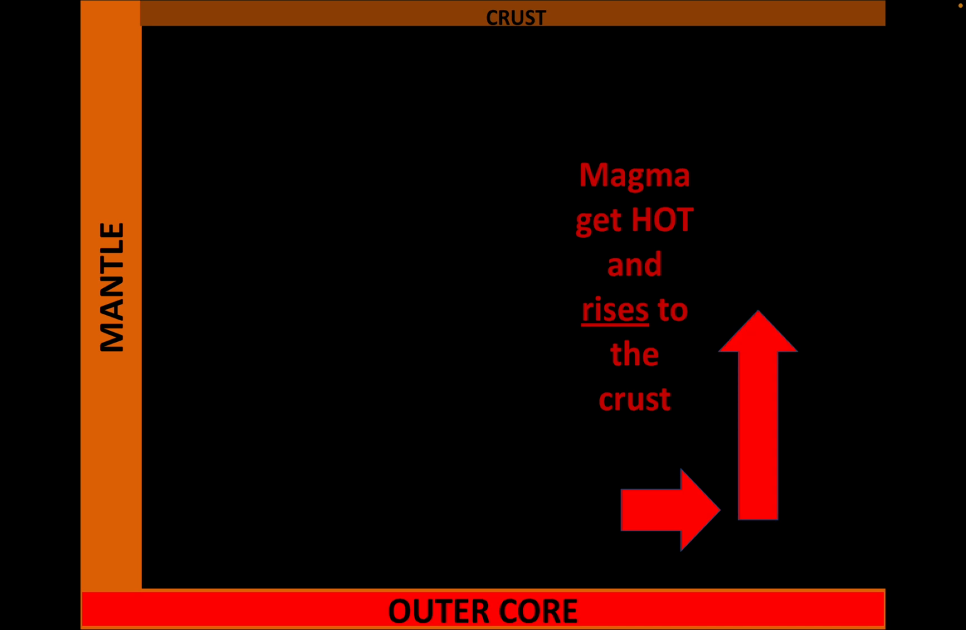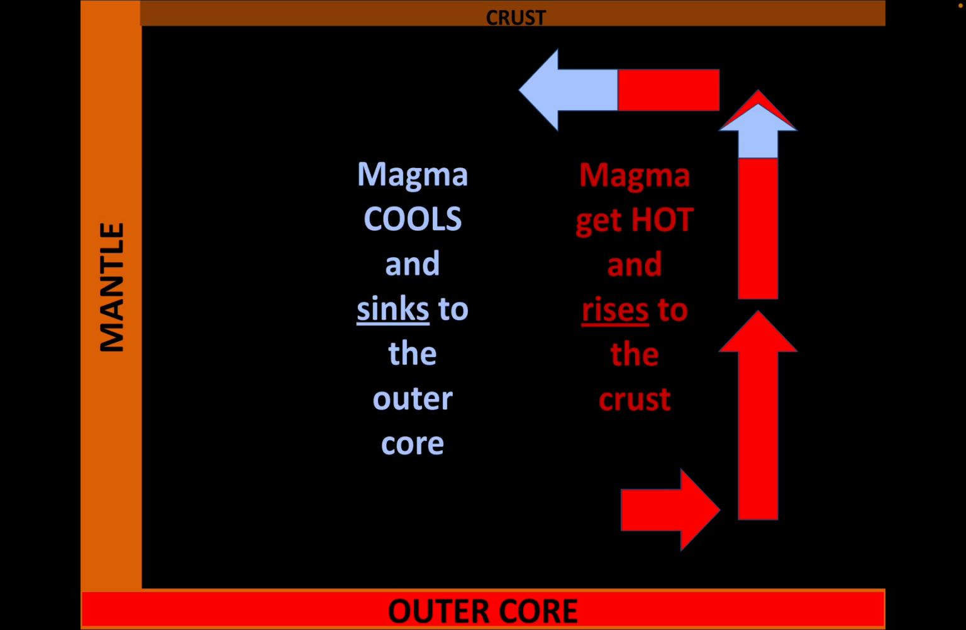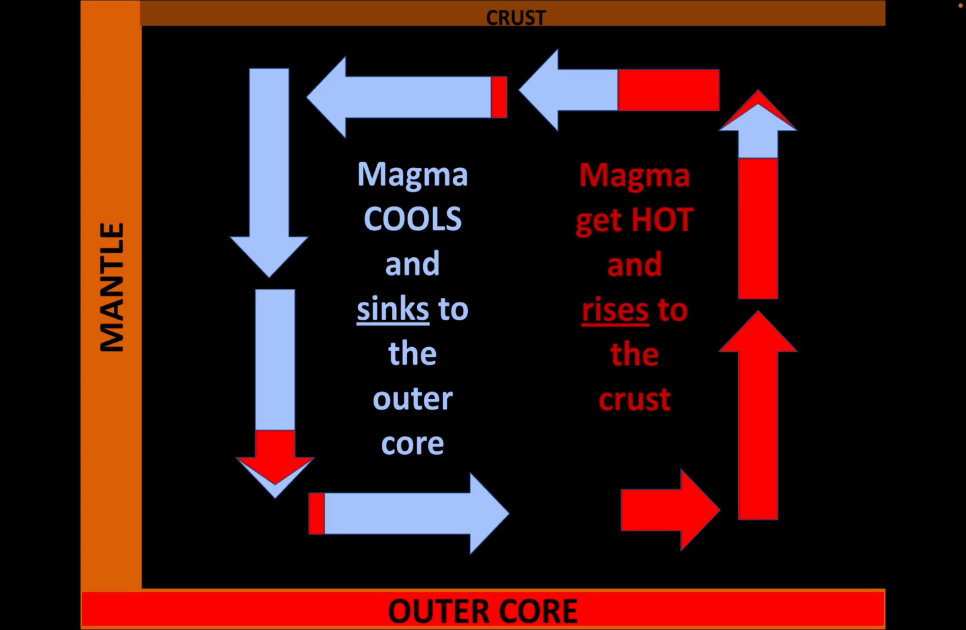So if we've got magma, which is the melted, molten rock inside the mantle, that is going to get hot. And as that magma heats up, it's going to rise. And as it rises, it's getting away from the heat source, so it's going to start to cool down. And then as the magma cools, it's going to sink to the outer core where it's going to start to warm up and rise and then cool down and fall.